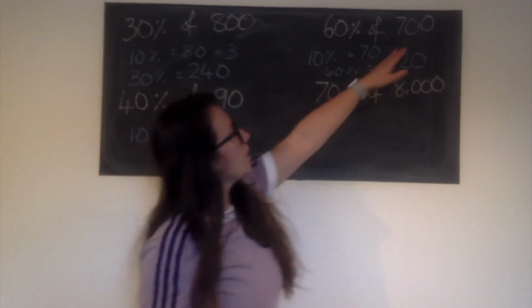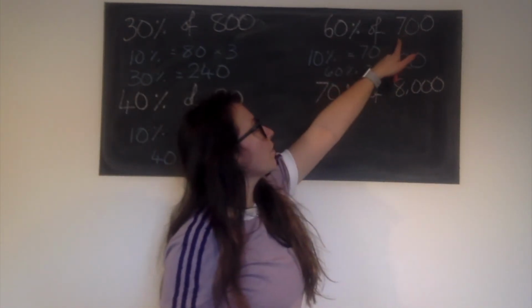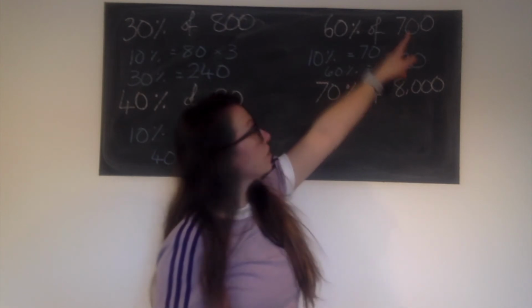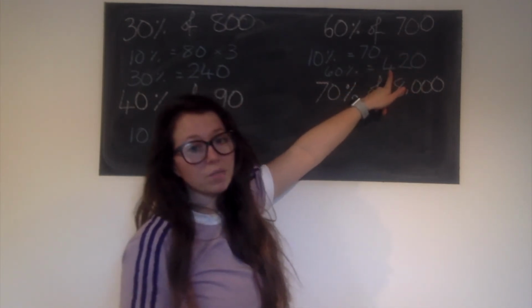And you can also use your estimation. So if it was 50% of 700, it'd be 350. So I knew it's got to be bigger than that. So 420 seems about right.